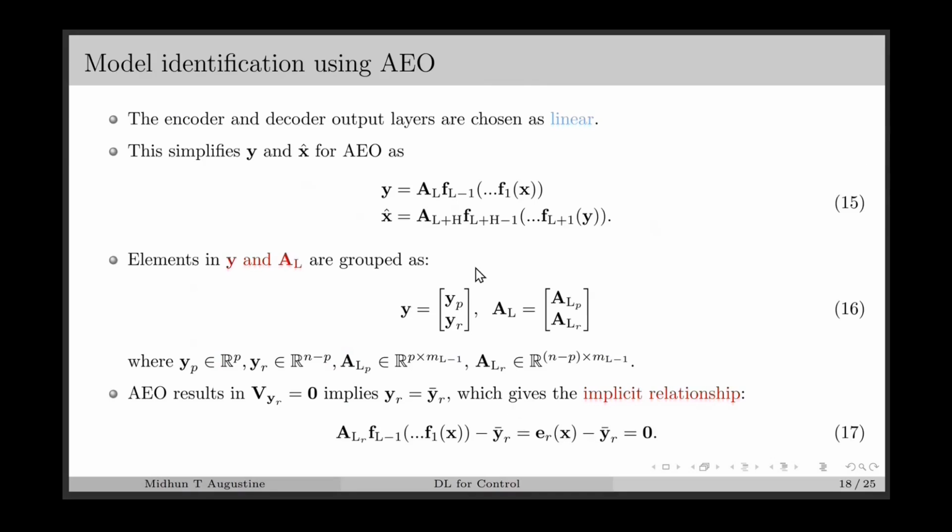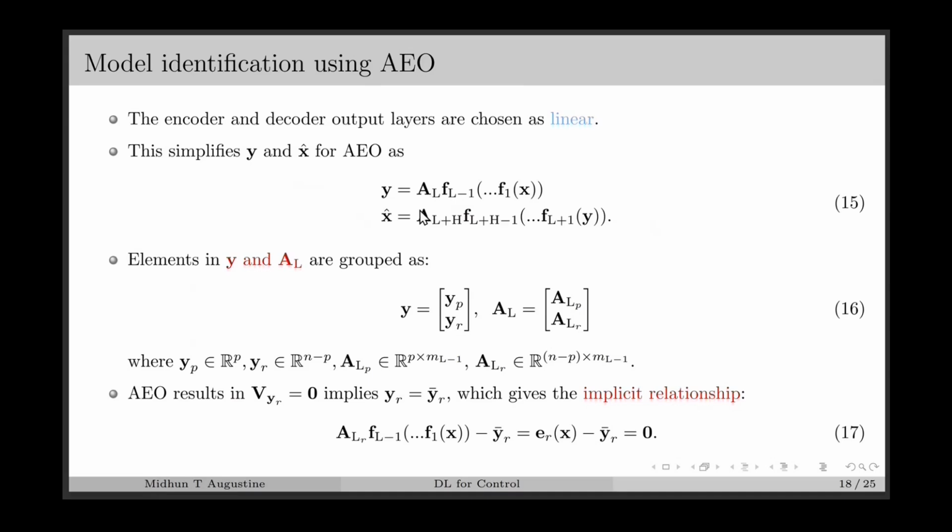Next, we move on to the model identification using AEO, where we will extract a nonlinear model using the residual variables, similar to PCA. Let us consider the encoder and decoder output layers are chosen as linear, and this simplifies the latent vector and reconstructor vector for AEO as in equation 15, where we have a linear output layer in the encoder and also a linear output layer in the decoder.